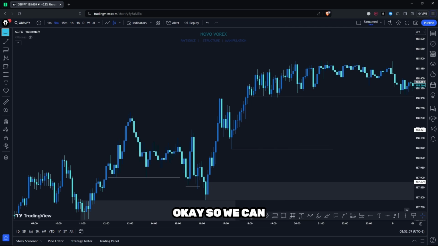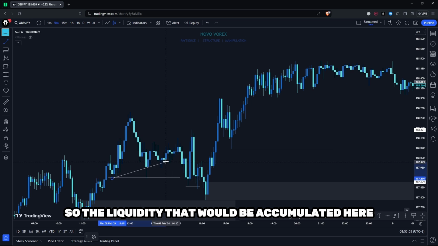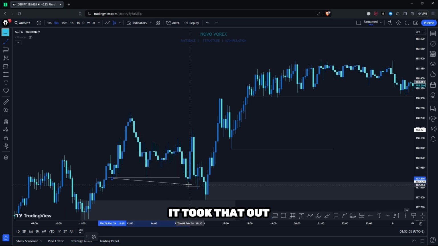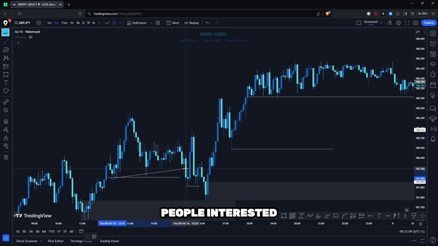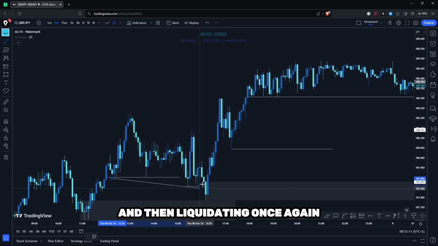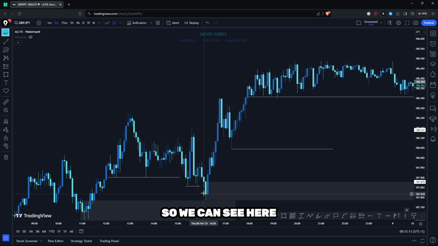Okay, so we can see previously GJ took out these lows. So the liquidity that was being accumulated here, it took that out. Price then pushes up, breaks this high, creating that change of character, and it gets people interested in buying over here, and then liquidates them once again. So we can see here we have seen that liquidation. But now look what happens.